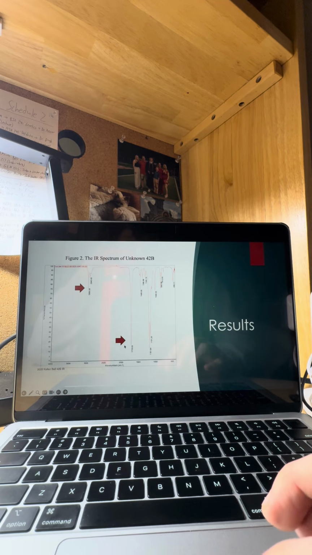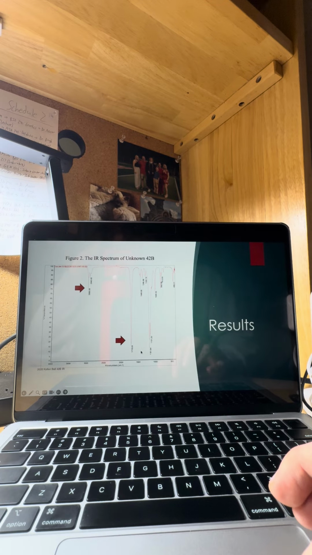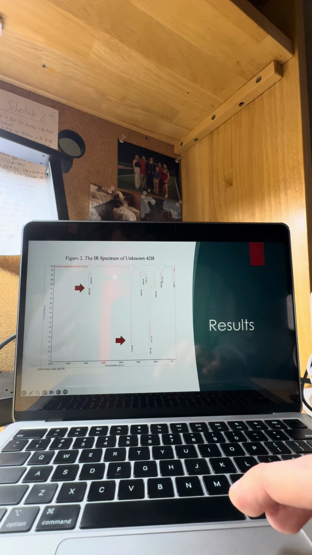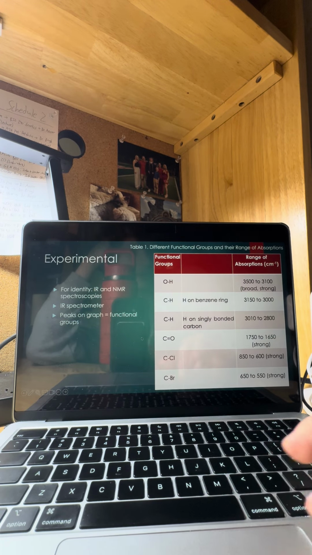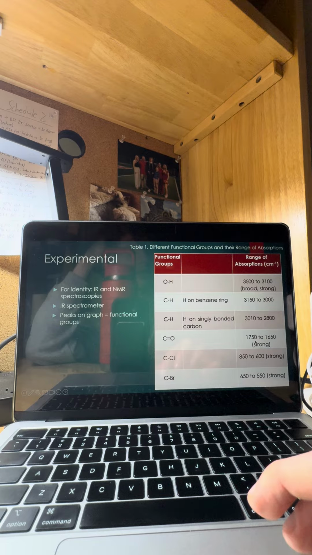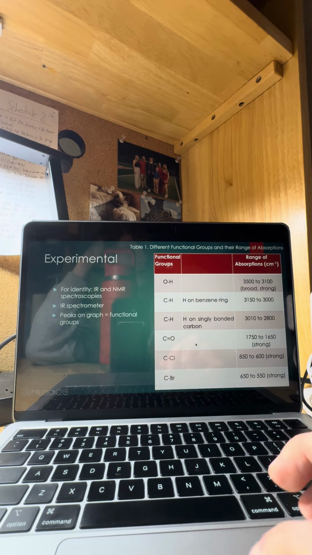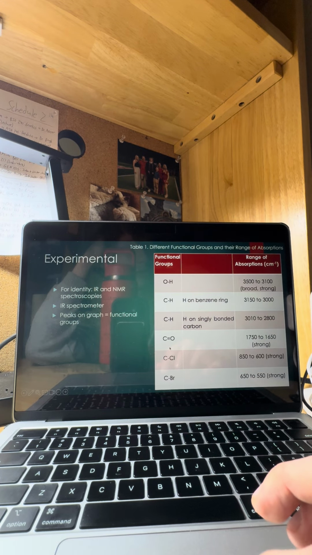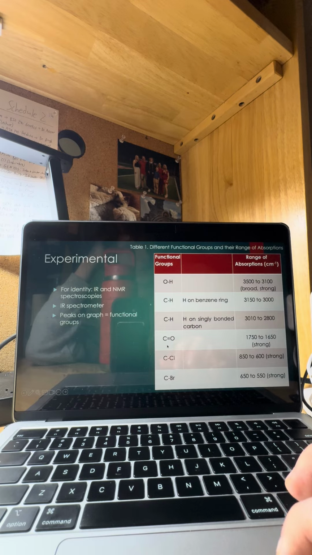And for our second peak here, it is at 1,718.69. And if we go back, we can see that from 1750 to 1650 is indicative of a C double bonded to an O functional group. And so we have a C double bonded to an O functional group and a CH single bond functional group.